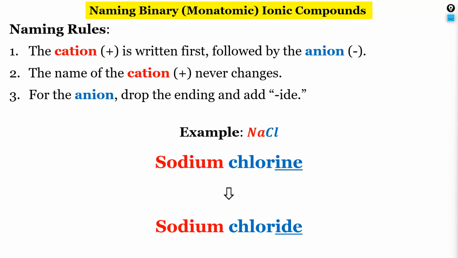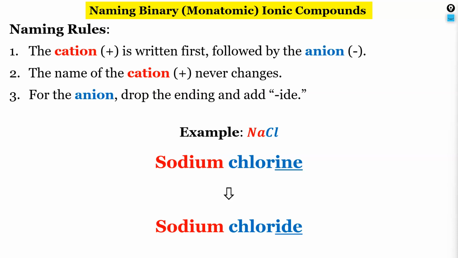In this lesson, we're going to do some naming and formula writing. We're going to start by going through the naming rules. So first thing we do is we write the cation first. Remember, we want to start with good news before we start with the bad news. Okay, it's always a good idea to soften the blow. So we write the cation first, and then we write the anion.